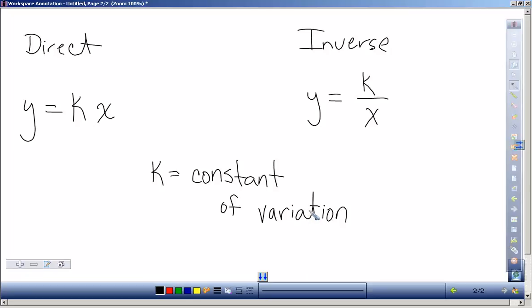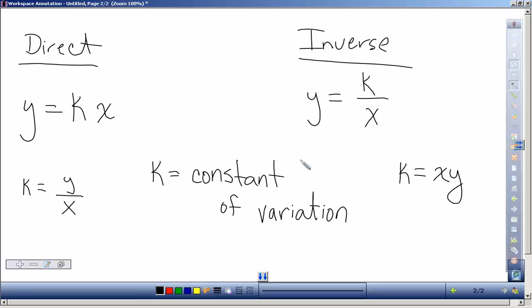So if I'm looking at a table of values and I want to be able to tell whether or not it has a direct relationship or an inverse relationship or neither, because sometimes it's just a completely different type of relationship. These are just two examples of relationships. We need to find the k, all right? So in a direct relationship, let's solve for k. If we divide both sides by x, k is equal to y divided by x. If we solve for k in an inverse relationship, k is equal to y times x, or x times y. All right?